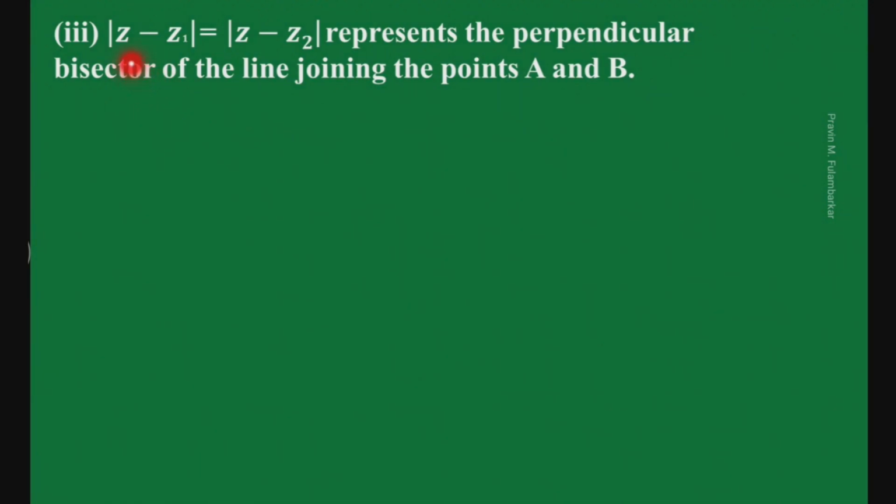Third point, modulus of z minus z1 equals modulus of z minus z2. Here point z is the variable point and z1 and z2 are two fixed points. So modulus of z minus z1 equals modulus of z minus z2 represents the perpendicular bisector of the line joining the points A and B. That means this represents the perpendicular bisector of the line joining the points A and B.